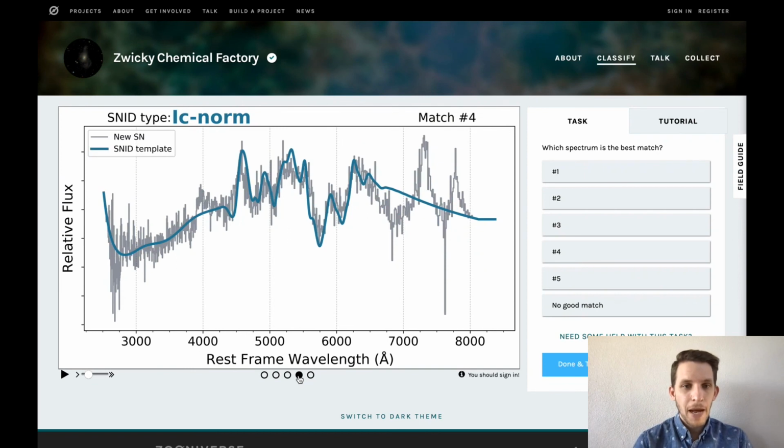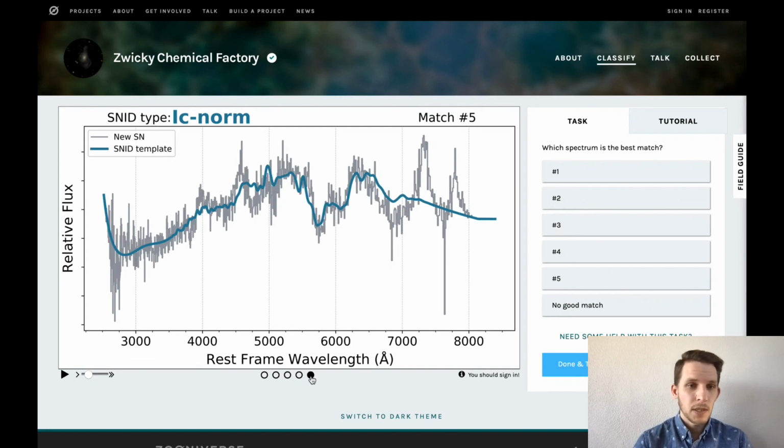Okay, here's another match to a type 1c. Again, this is a pretty high redshift, but we do have features that line up decently well. And yet another match to a type 1c. This one, the main feature is matched pretty well by this particular spectrum, but whatever's happening over here is not being matched particularly well. So I'm not sure that number 5 is a good match here.